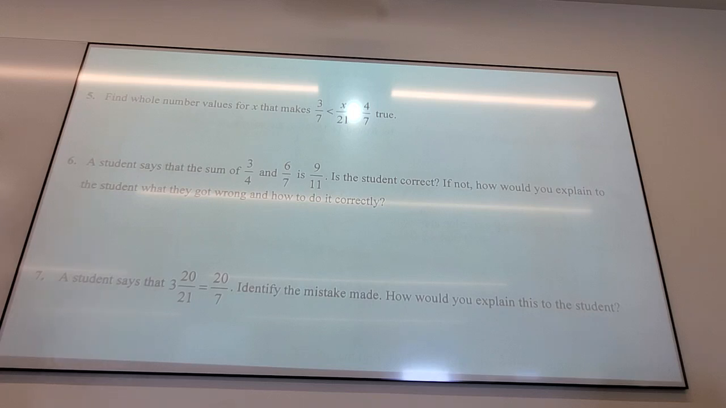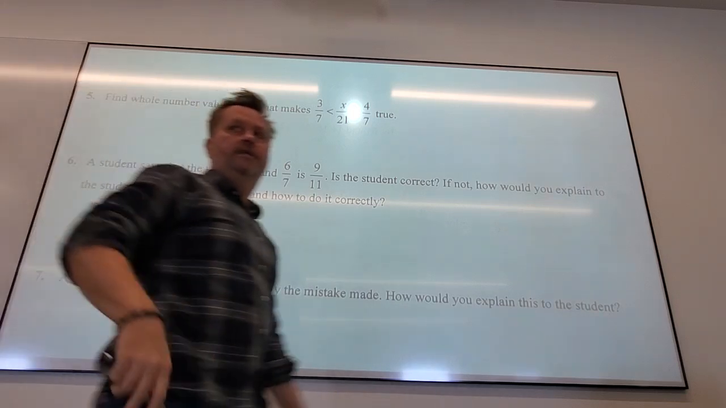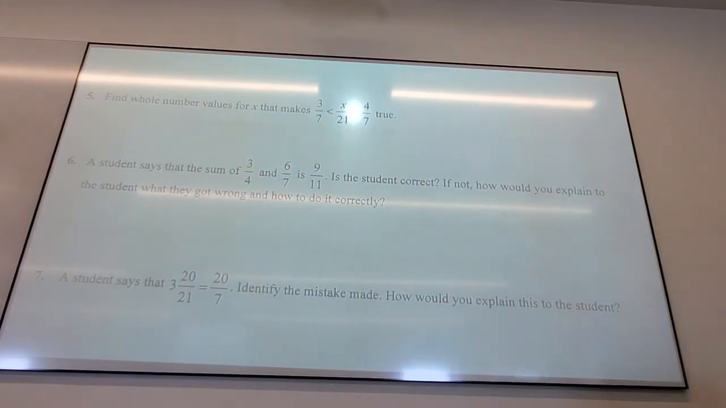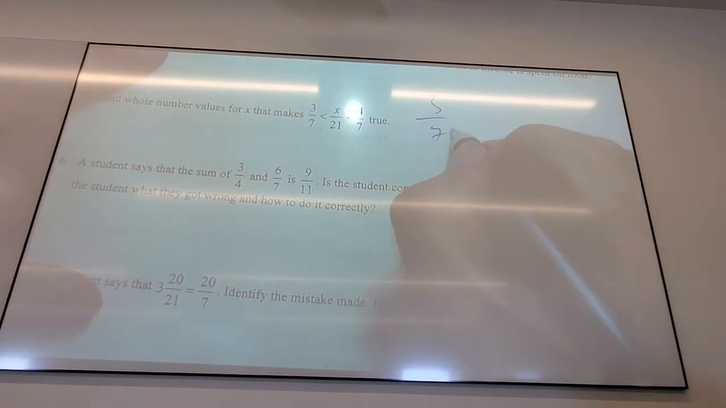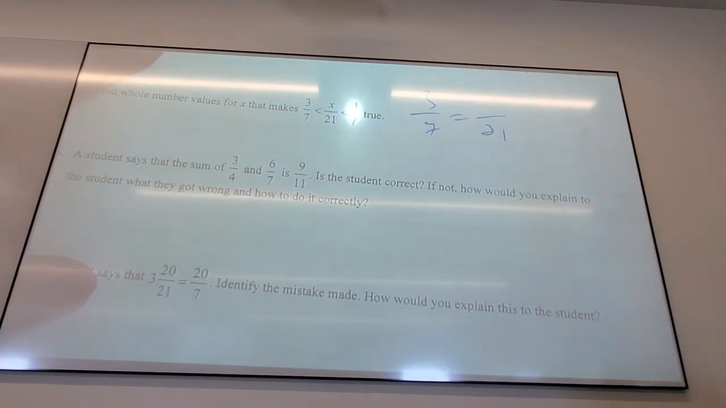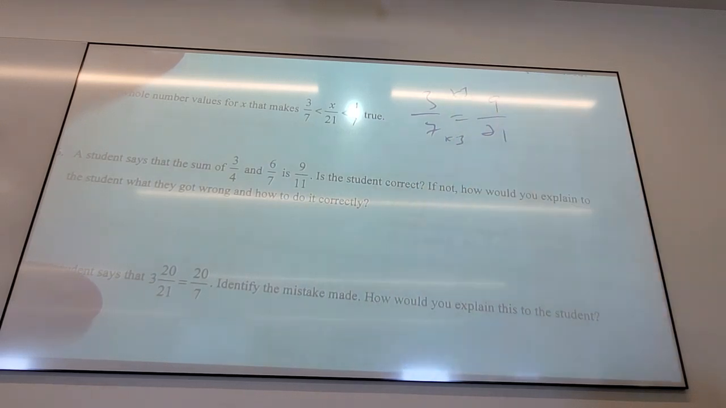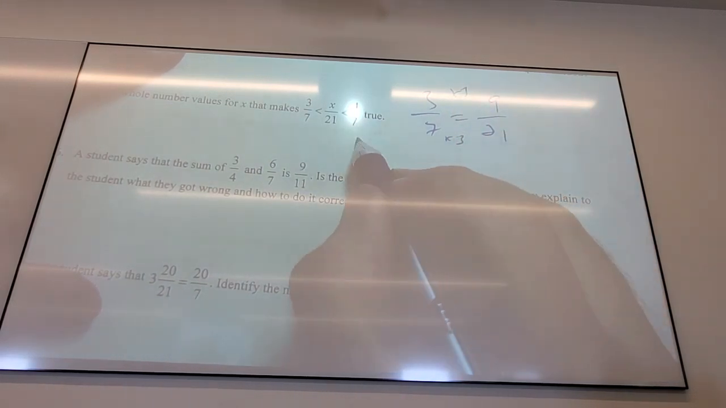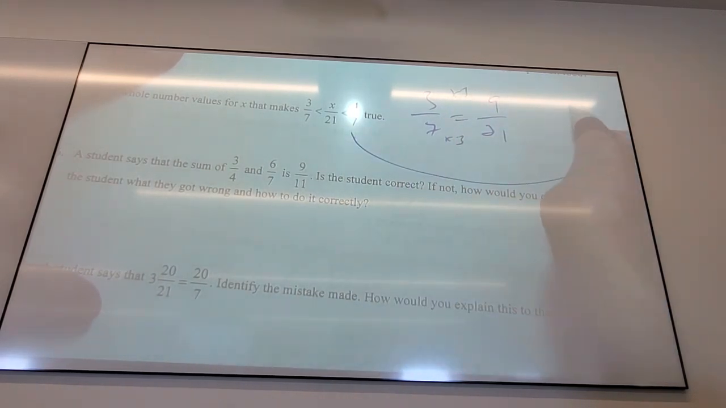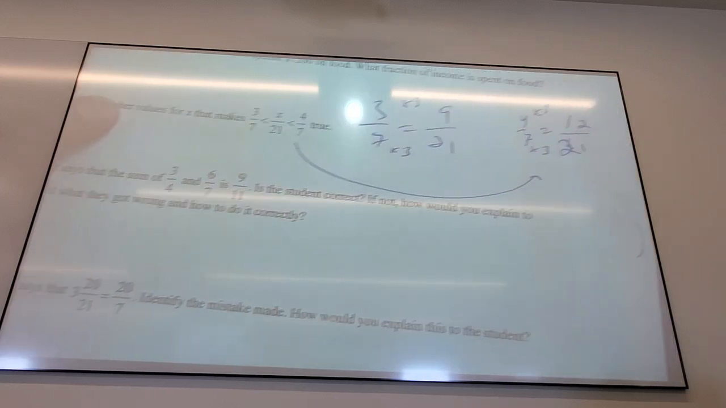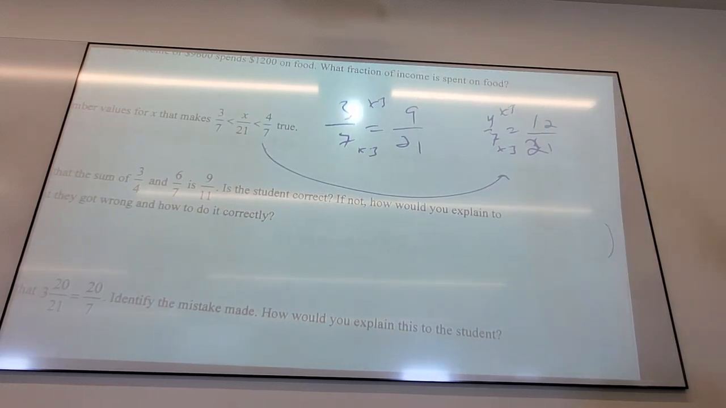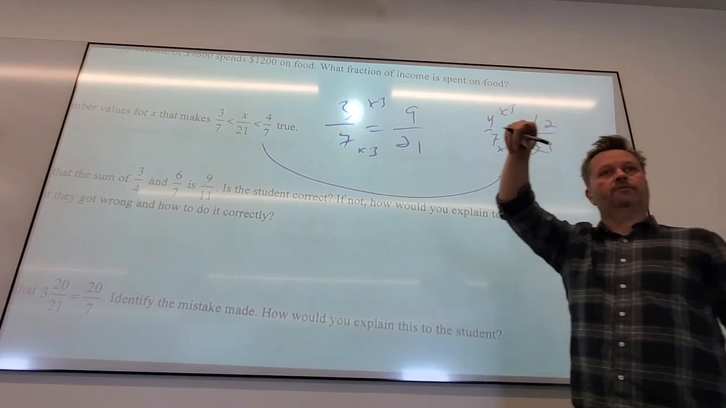So how do you build 3 7s up? What is 3 7s equal to out of 21? 9. Yeah, multiply by 3, 9. So what's 4 7s? 12. Yeah, multiply by 3, 12. So now that you've done that, you can see whole number values for the top that would be between those two. So I can choose any of them.